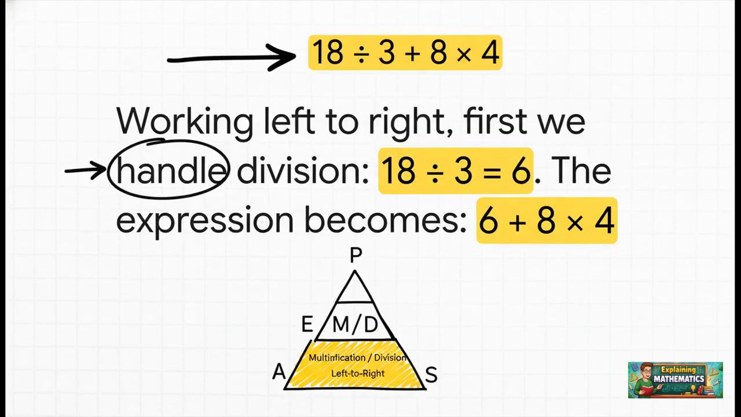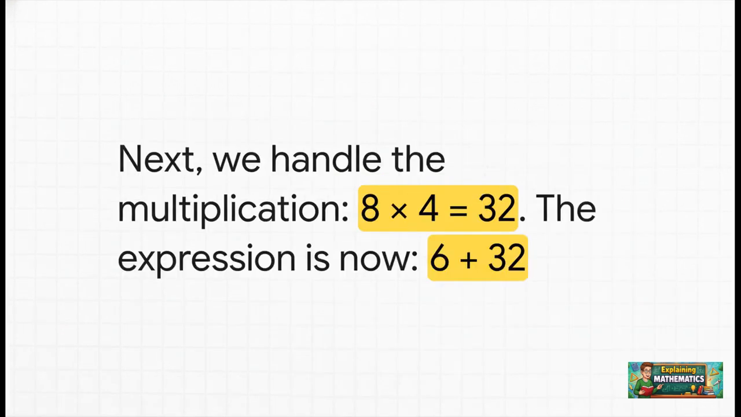Now we move on to the multiplication and division team. And remember, we've got to work from left to right. So the very first operation we run into is 18 divided by 3, which gets us 6. We're not done with this step yet. We keep scanning to the right for any more multiplication or division. And there it is, 8 times 4, which is 32. Okay, now the M and D team is all done.